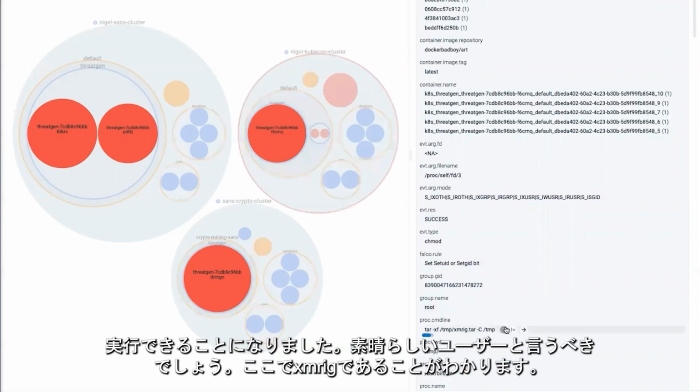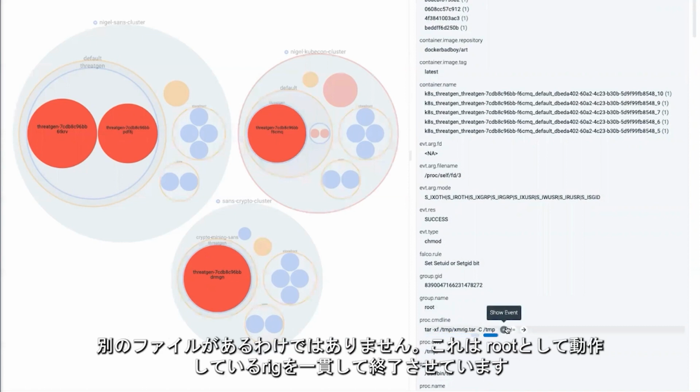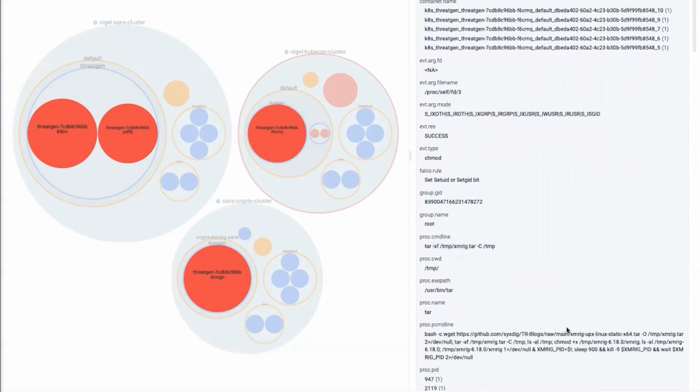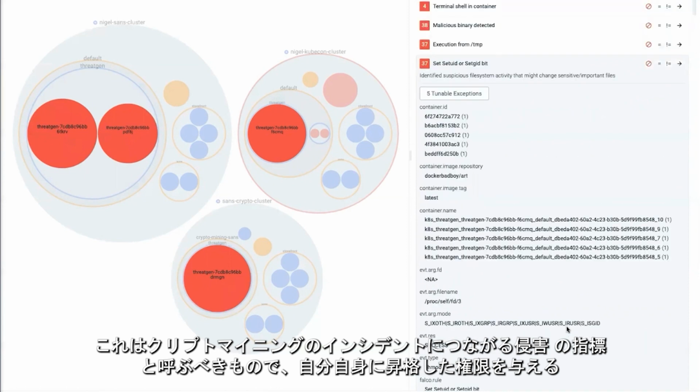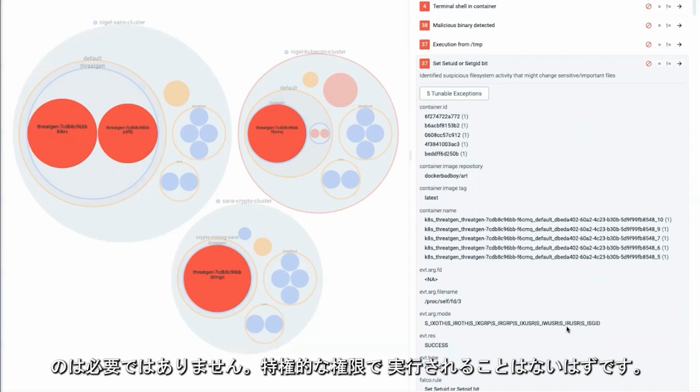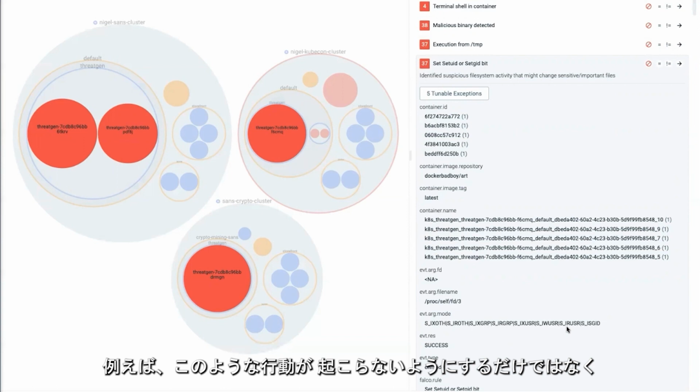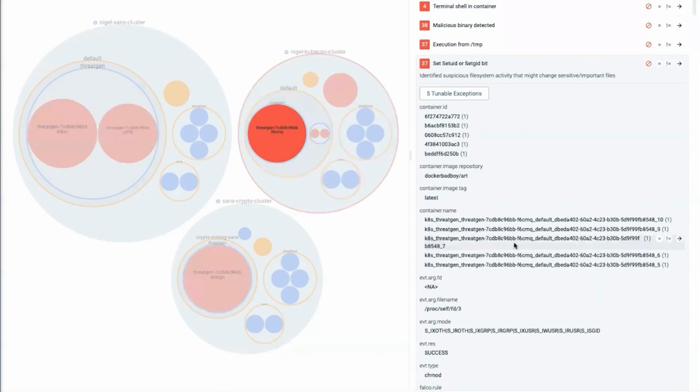We can see again it's xmrig. There's not a different file in this case doing this. It is consistently xmrig running as root. These are what we would call the indicators of compromise that lead up to the crypto mining incident. We don't really want them being able to give themselves elevated permissions. They shouldn't be running as a privileged pod, for instance. We want to prevent that activity from happening.